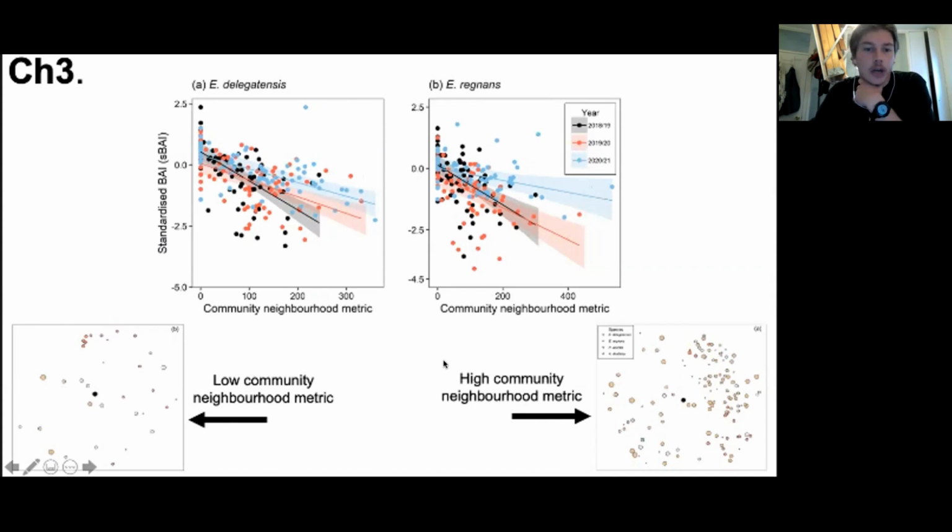And the two diagrams at the bottom just show examples of neighborhoods with a low community neighborhood metric on the left, and a high community neighborhood metric on the right. So you can see that in both eucalypts, as neighbours got bigger and closer to the focal tree, the growth decreased, and this was particularly evident in that first 2018/2019 year.